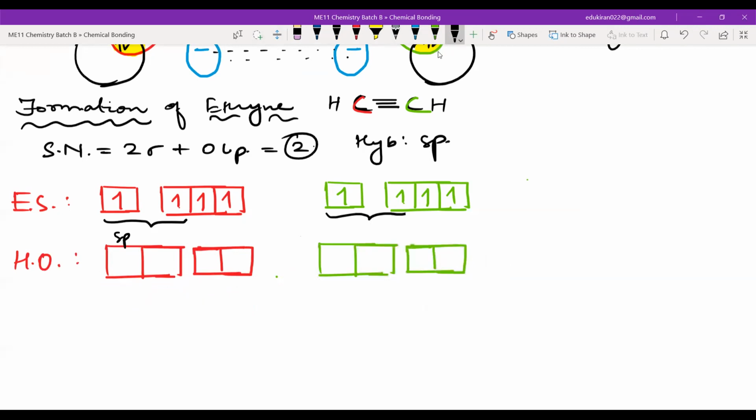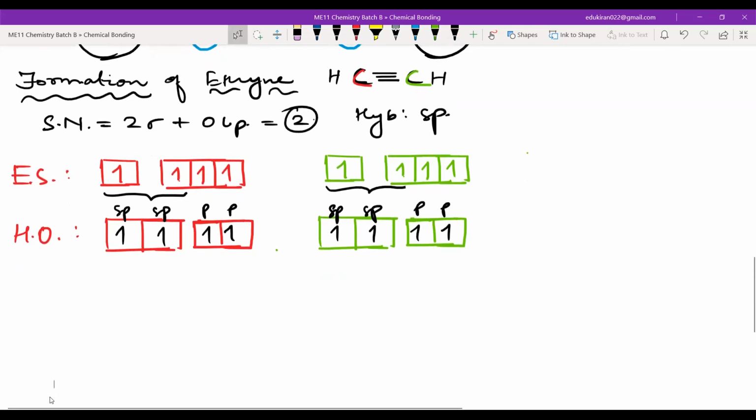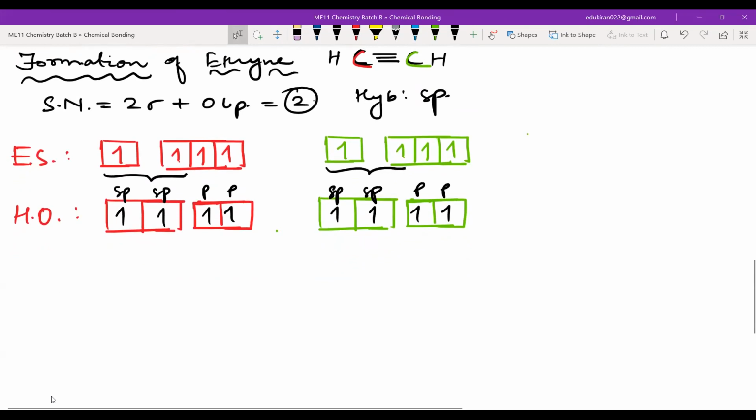So this is sp, this is pure p, this is pure p. This is sp and this is sp. This is pure p, this is pure p, right? Now, all of these are having 1 electron each. So there are 2 p orbitals which will be taking part in the bond formation, okay.